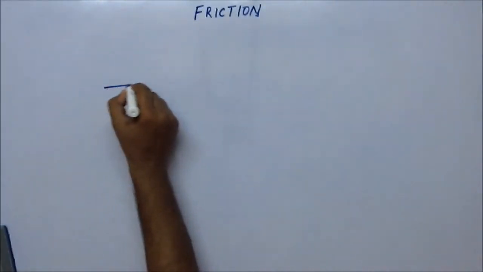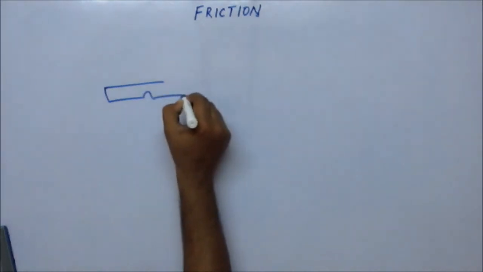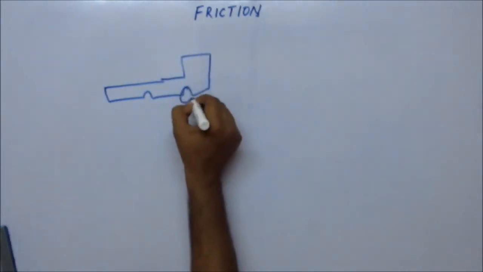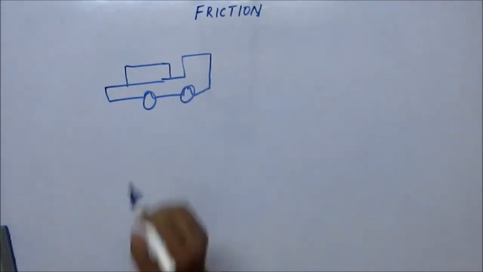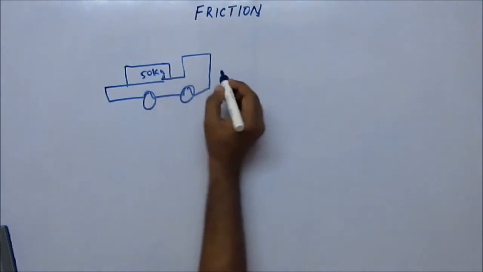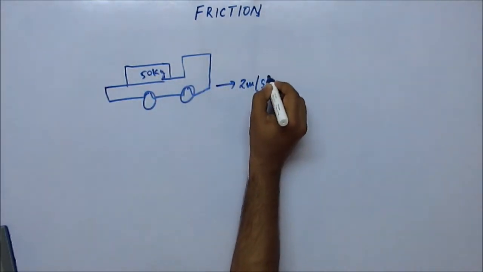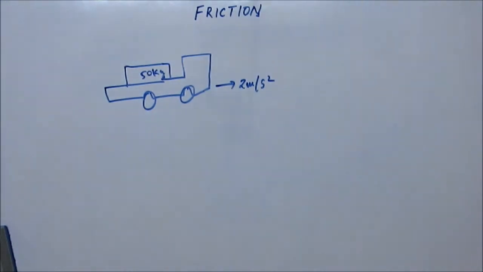Now we are moving to numericals. So let's start solving some problems. Suppose a truck is carrying some goods. The goods weigh 50 kg. The truck is moving with an acceleration of 2 meters per second square. Now the question is, what is the direction of the friction force on the 50 kg block, and what is its value, if it's given that the goods are not slipping on the surface of the truck? They're moving together, so how much is the friction force acting on the goods and in what direction?